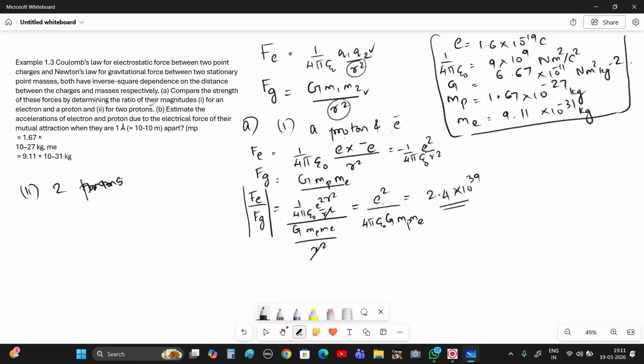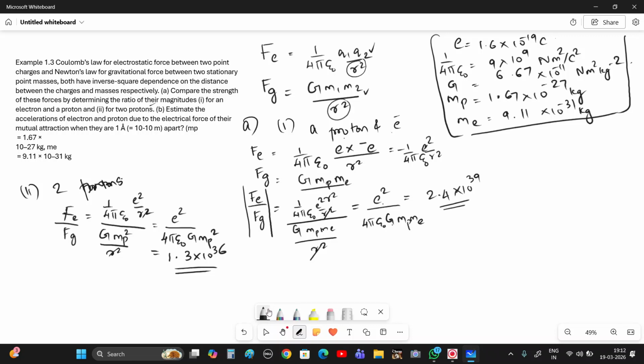So, in the case of two protons, Fe by Fg will again have Fe as the same thing, 1 by 4 pi epsilon 0, and since both are protons, e square by r square. And for the gravitational force, G into mp into mp, both are protons, so we can write it as mp square divided by r square. The r square cancels, so it becomes e square by 4 pi epsilon 0 G mp square. When you substitute all the values, you will get 1.3 into 10 raised to 36.